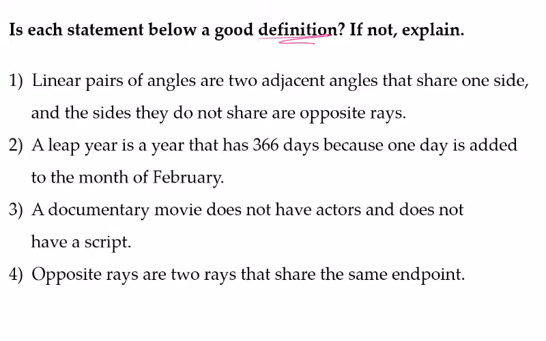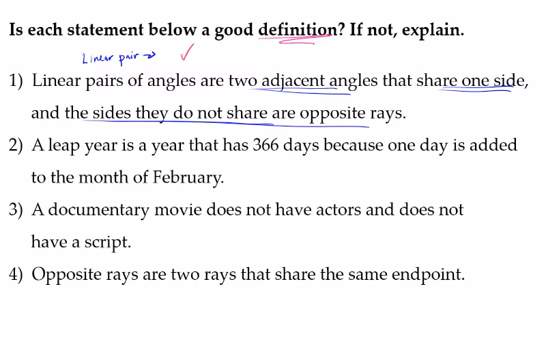So number one, linear pairs of angles are two adjacent angles that share one side, and the sides they do not share are opposite rays. All right, so let's try to evaluate this. So basically, if we have a linear pair, then we have two adjacent angles that share one side, and the sides they do not share are opposite rays, right? So all of that. Is that true? Yeah, right. If it's a linear pair, then the angles are adjacent, they share one side, and the sides they do not share are opposite rays. Okay, so that way seems true.